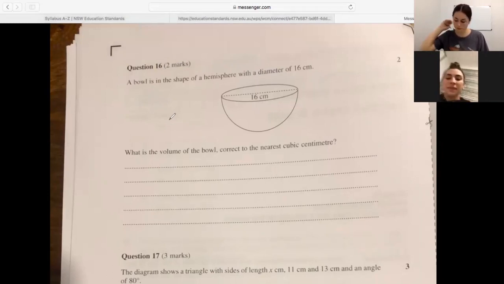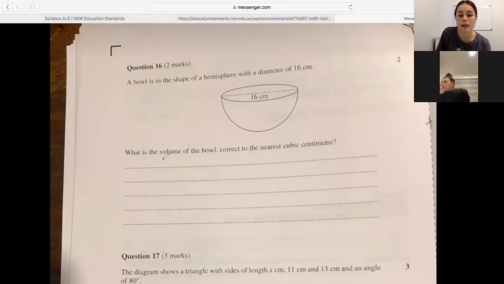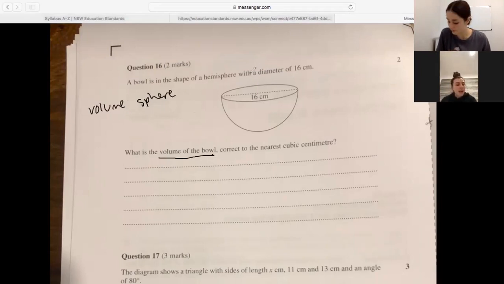Let me know when you're good to go. Yeah, I'm good. Okay. So you have the reference sheet with you? Yeah. Cool. So if we're looking at the volume of a bowl, which is just the volume of a sphere. Yeah. Is it pi r squared? Pi r squared, that would be the area. Pi r squared equals the area of a circle.